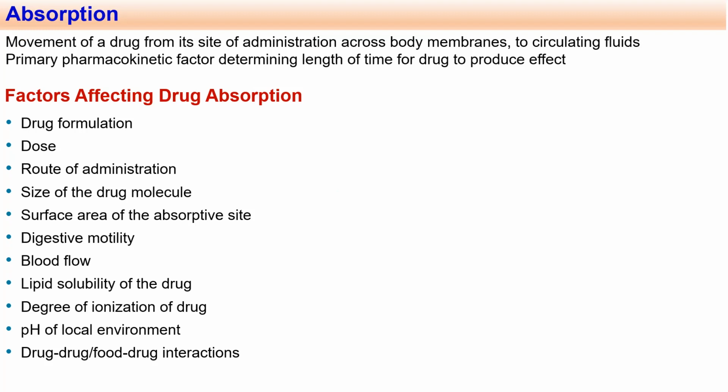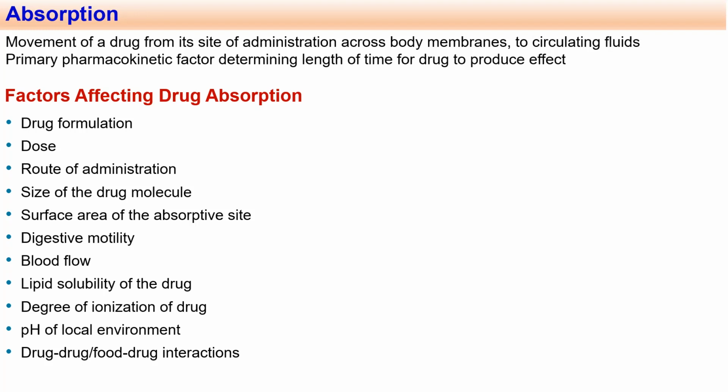The rate of absorption determines the onset of the effect. In other words, the onset means when the drug is going to begin working or will elicit the effect. However, the amount of the absorption determines the intensity of the effect. How strong is the effect?